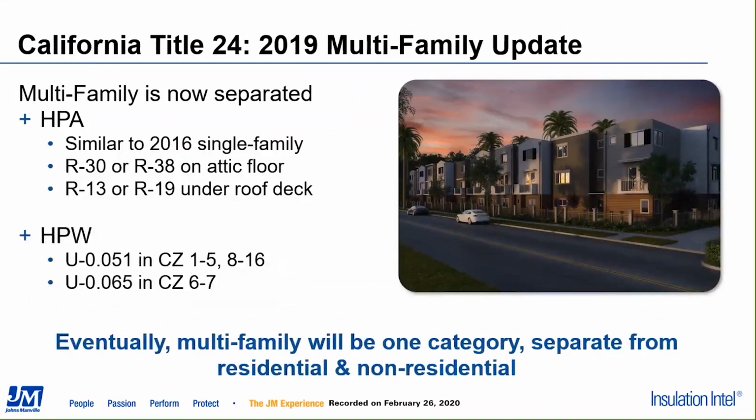So we're going to pivot real quickly to cover a couple of other things. One thing is multifamily. In the new Title 24, multifamily buildings are separate and different from single family. HPA stands for high performance attics, and that really is similar, both high performance attics and walls. Those requirements are very similar to the old 2016 version of the code. I think as we look forward, we're going to see those get tightened up as well, but for now, they look a lot like the 2016 version.